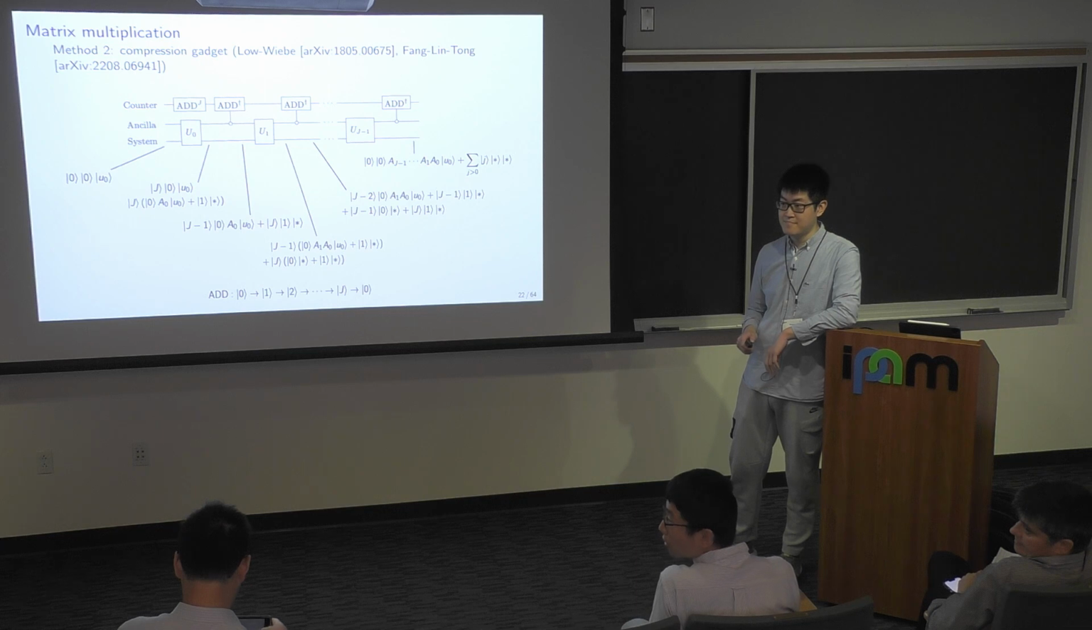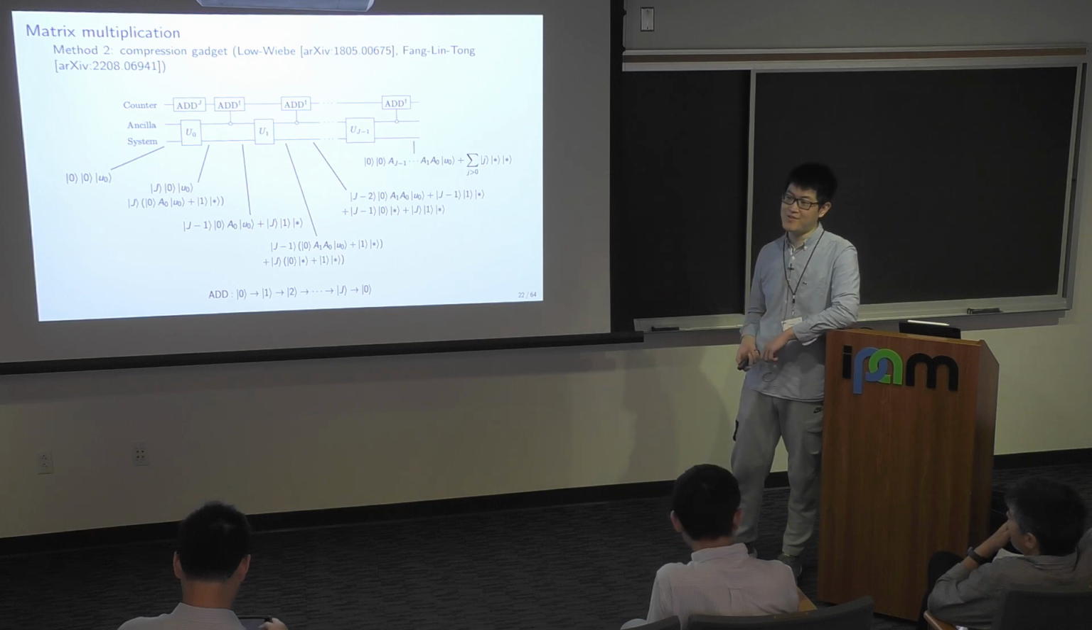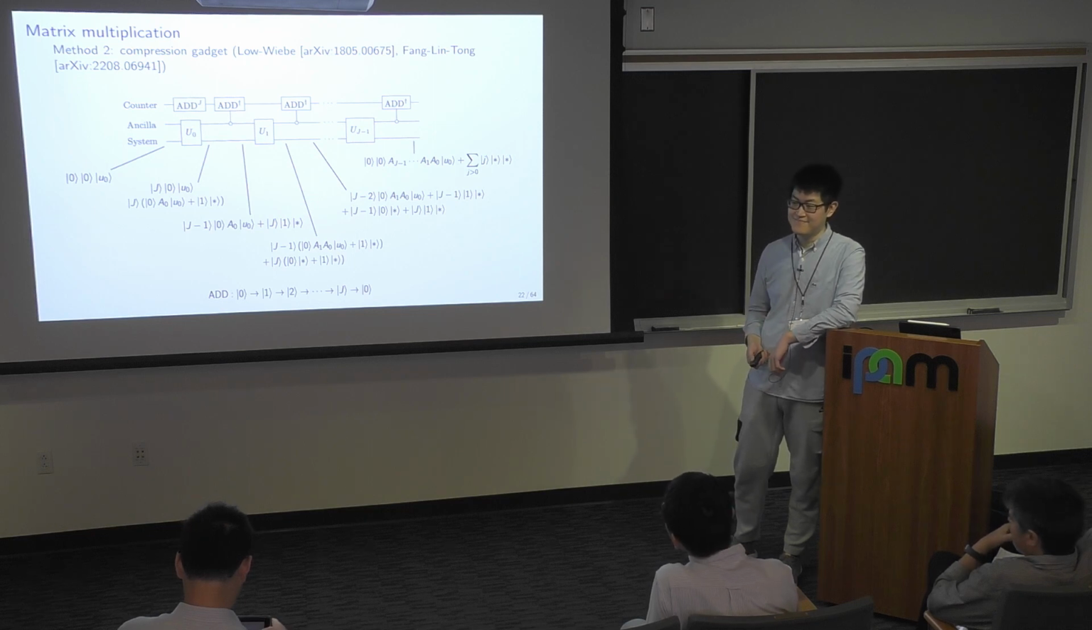What's the normalization factor here? It looks like this is. Oh, I'm assuming that all of the spectral norms are bounded by 1. So I just assume this for technical simplicity.